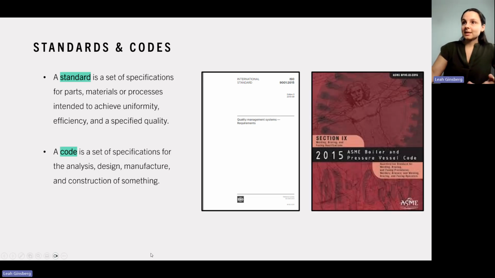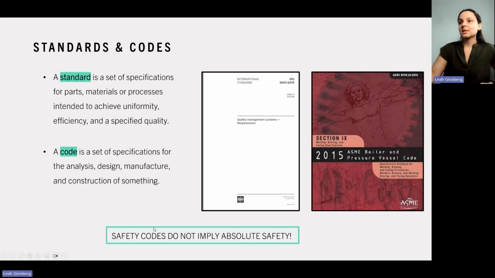And then a code is a set of specifications for the analysis, design, manufacture, and construction of something. An example of that shown here is the ASME Boiler and Pressure Vessel Code, Section 9, which defines different specifications for pressure vessels that are built to the ASME code.